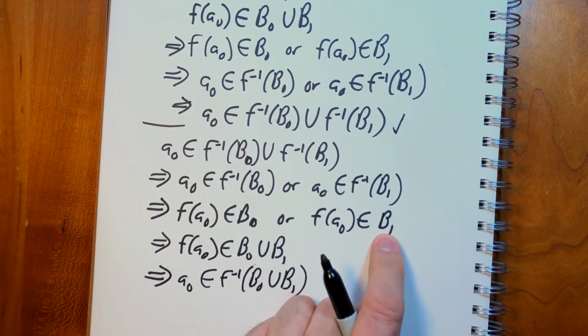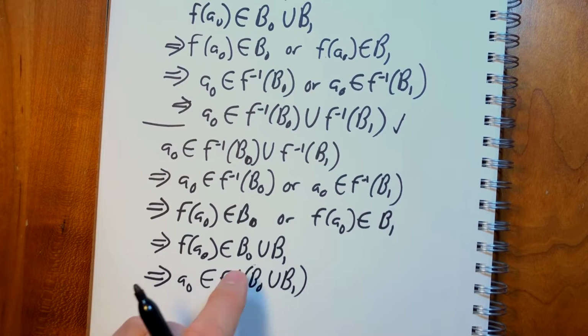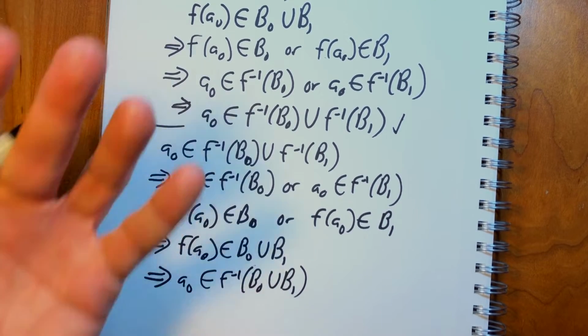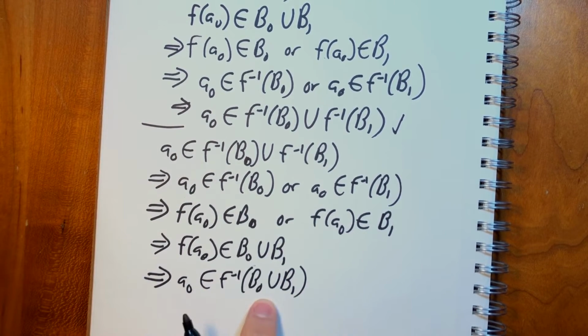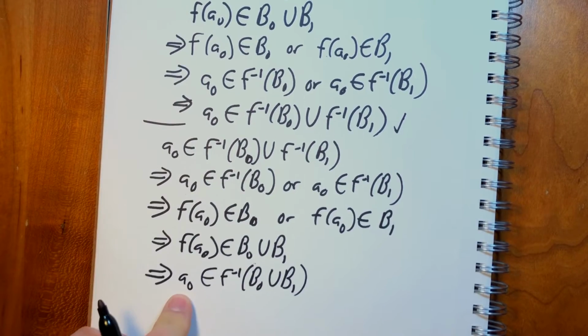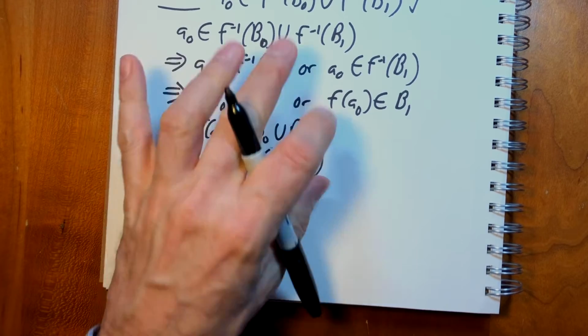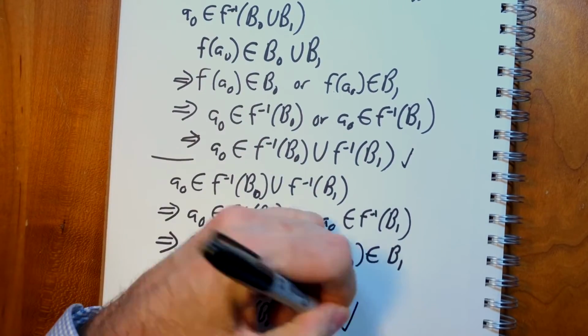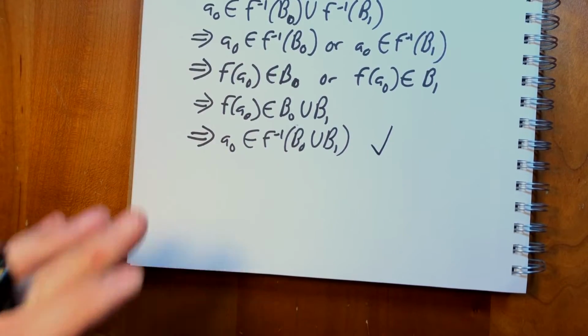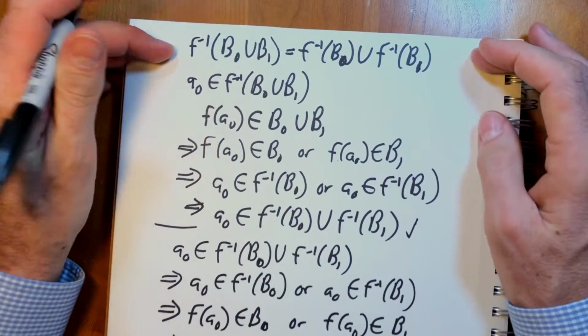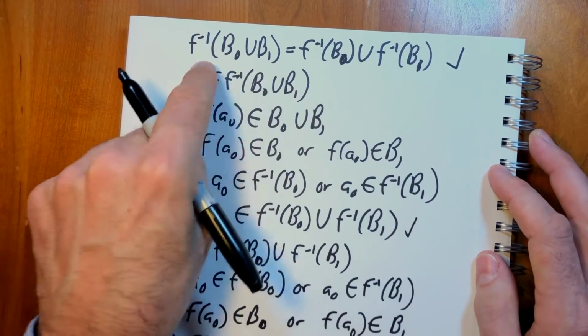If f of a0 is an element of B1, then it's also an element of B0 union B1, in which case a0 is an element of this. So in either case, a0 is an element of the preimage of B0 union B1, and that's what we wanted to prove. So we've shown inclusion both ways, so this is true.